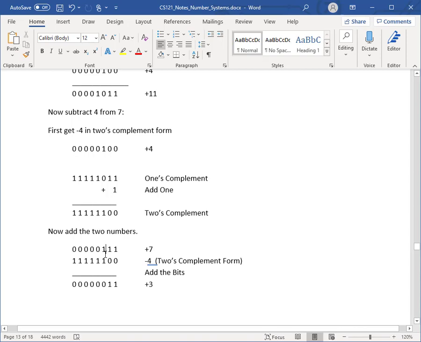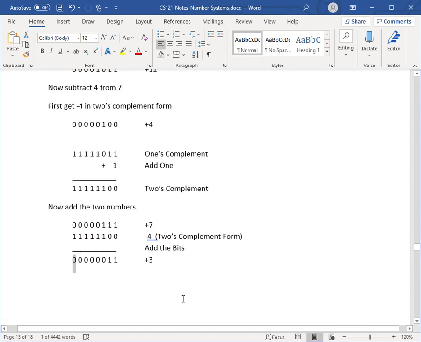Now we have 1 plus 1 is 0, and we have a carry that goes over here. 1 plus 1 is 0, and then we have another carry that goes over there. And this continues until we go all the way off to the left-hand side. Now, when we run out of bits, we just discard the carry. We stop doing the carry. So we end up with this bit string, and you know that is plus 3. So plus 7 minus 4 in 2's complement gives us 3, which is correct.